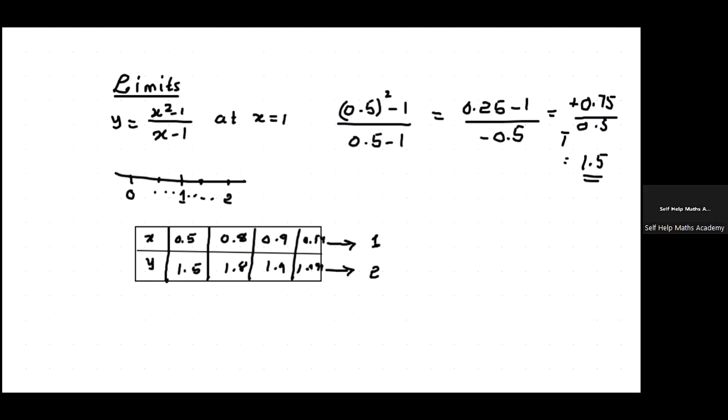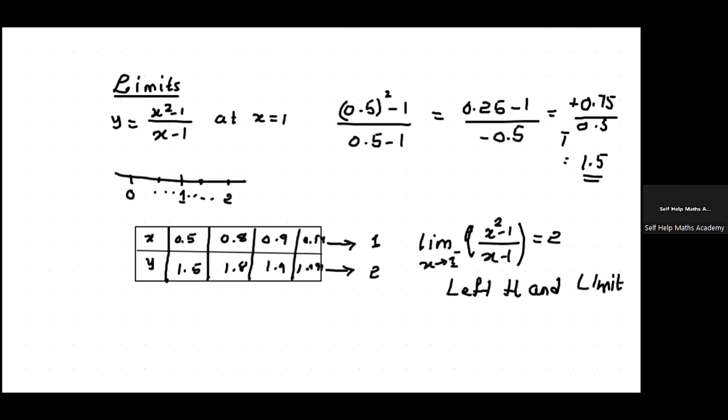Which we can also write as the limit of the given function, that is (x square minus 1) divided by (x minus 1), as x is approaching 1 from the negative side, the sign indicating the left hand side. This value is approaching 2. This is called the left hand limit.